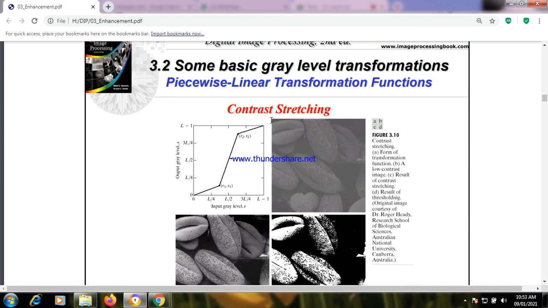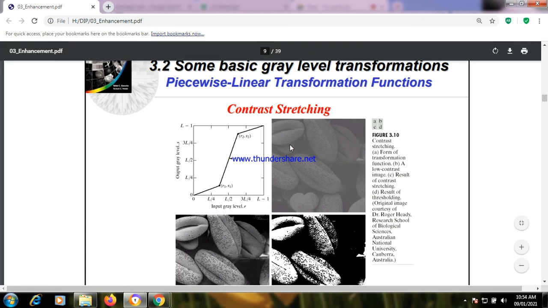Yeah, next one is contrast stretching. So what happens in the case of contrast stretching is that we are making the darker pixels darker and brighter pixels a bit more bright. By doing this, you can have more information content, right? So here you can just go through this.